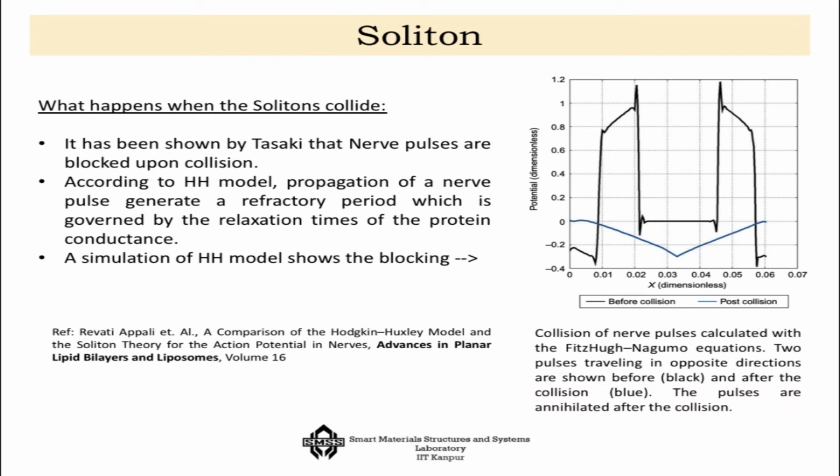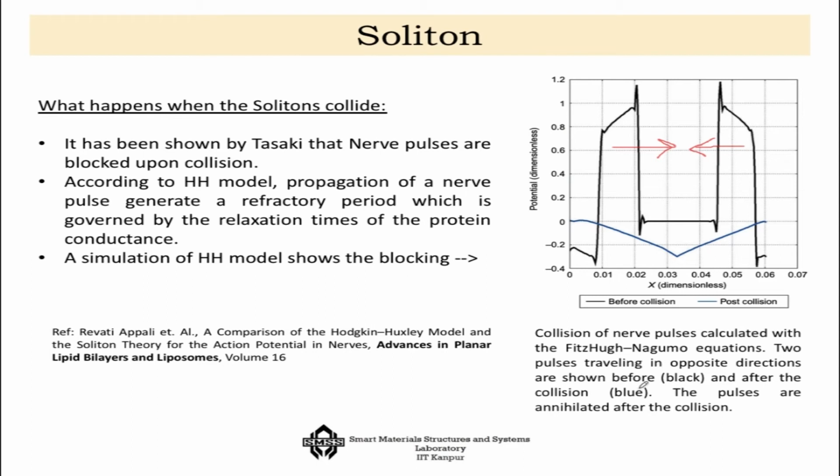Now, of course, there is one point: what happens when two solitons collide from opposite directions? In such a case, there is a blocking of it. You can see that this is before the collision, these two waves are approaching. This is something that is still to be checked with respect to the nerve impulse, and you can see what is happening post collision. So you cannot see either of the solitons here.